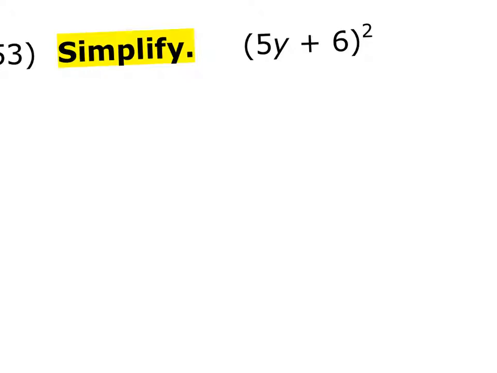This is FOIL. It is 5y plus 6, squared. So that means I'm multiplying it by itself twice. You could either remember the shortcut, a plus b squared is a squared plus 2ab plus b squared, or you can actually write it out and FOIL it out.